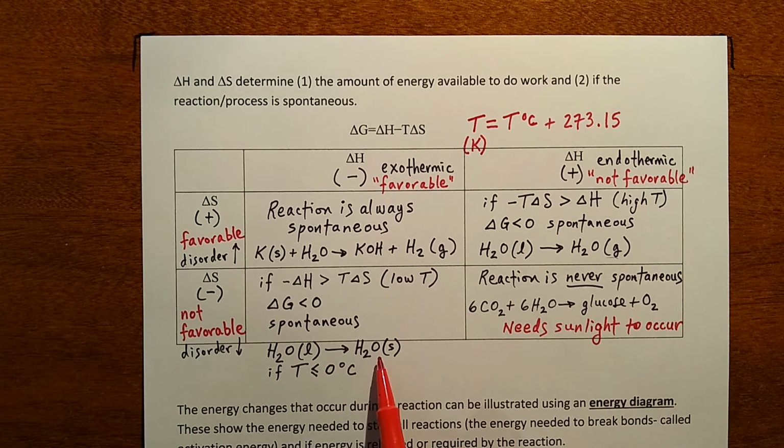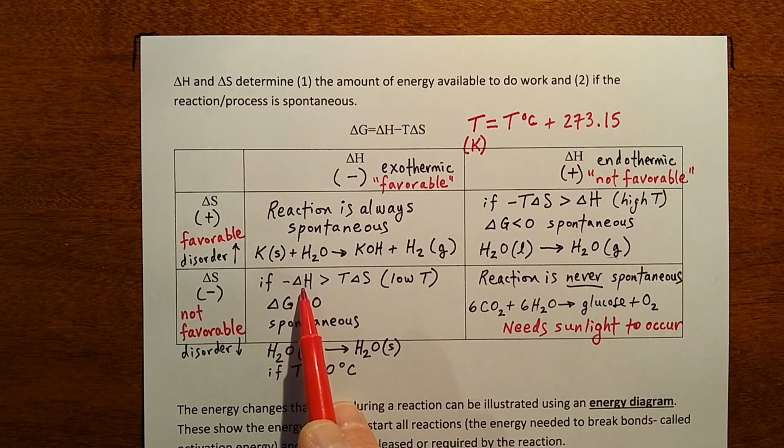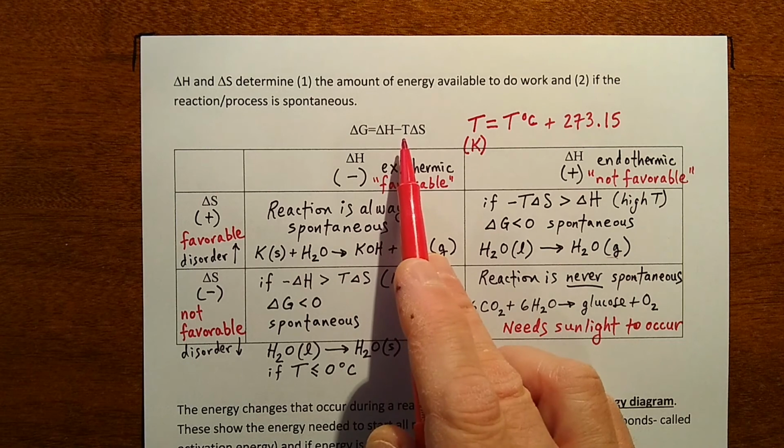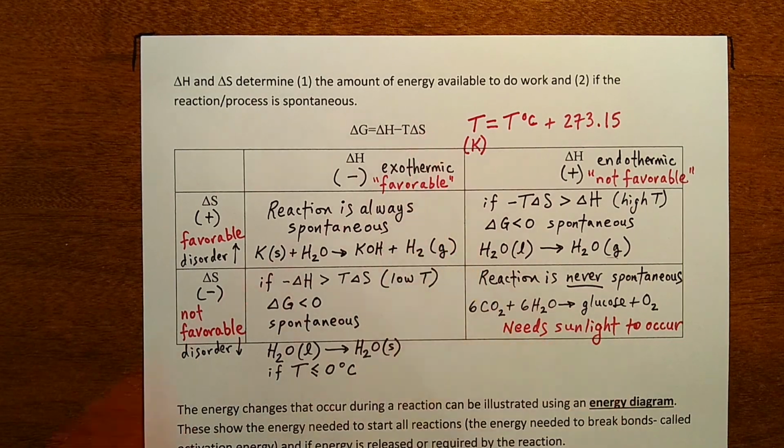But this will occur if this term here, this negative delta H, is greater than this positive term, you'll still have this number, this delta G, be negative. And it'll be spontaneous at low temperature.